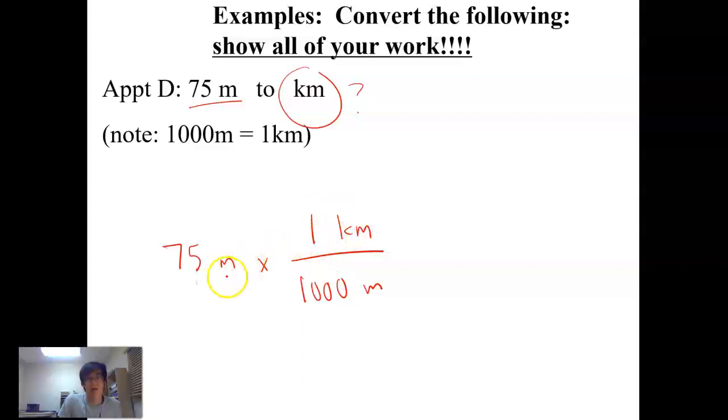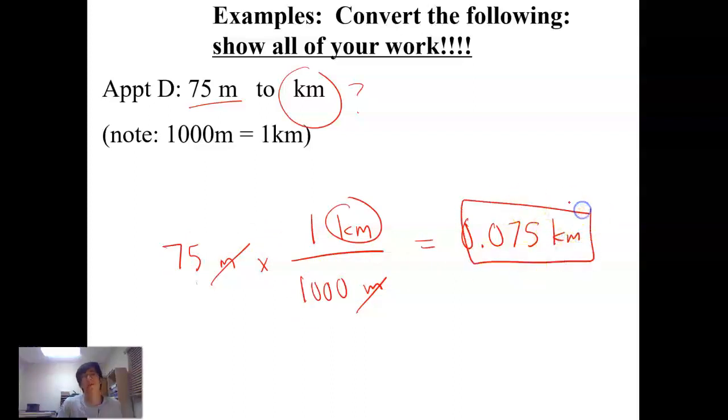That's the one I want to convert to. So I'm going to cancel out diagonally, and circle the one that I was trying to find. And now it's going to be 75 times 1, so 75 divided by 1,000, which gives me 0.075 kilometers. Okay? So that's how you work those out, folks.